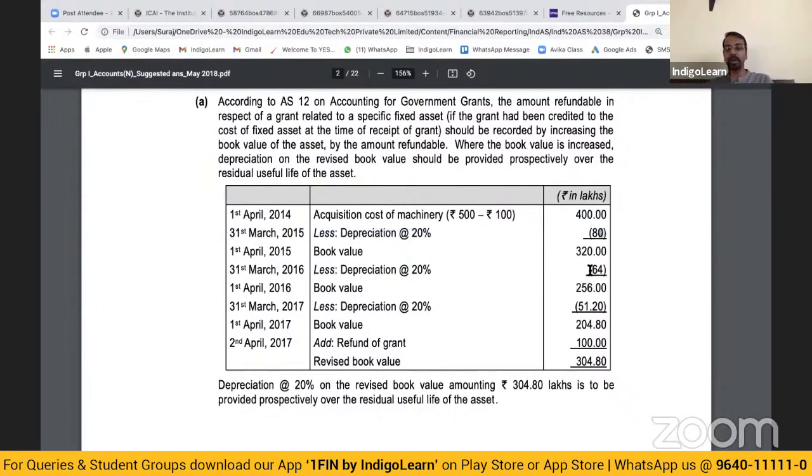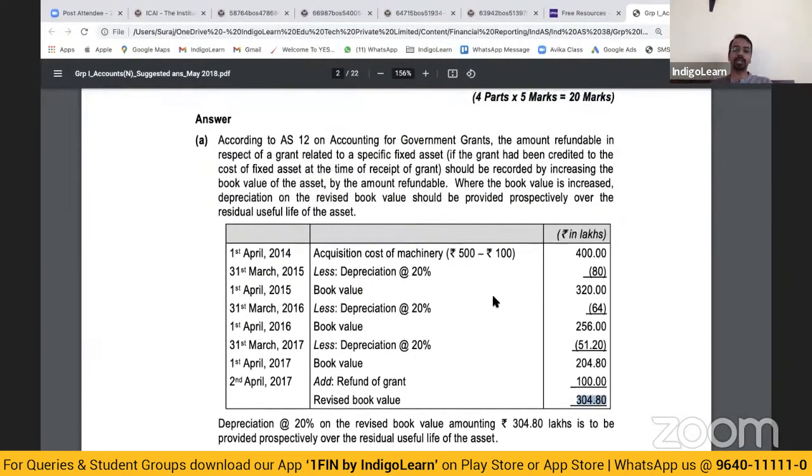80 multiplied by 80%, 64. 64 multiplied by 80%, 51.2. This is the book value. Then you refunded the grant. You will add back the refund. Revised book value 304. Now on this, 20% will be charged as depreciation for the next 2 years. Obviously, you'll have to go back and check the residual value, carrying amount, and all of those things as per AS10. That is fine. But as far as AS12 is concerned, this is how you present the answer.